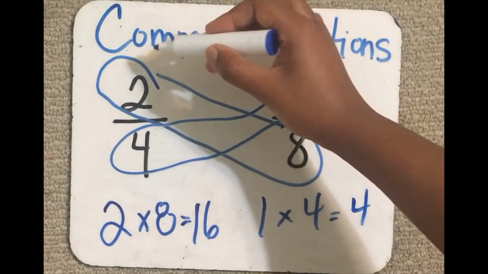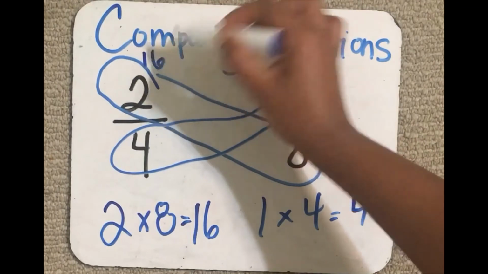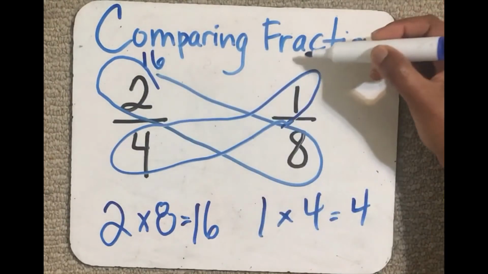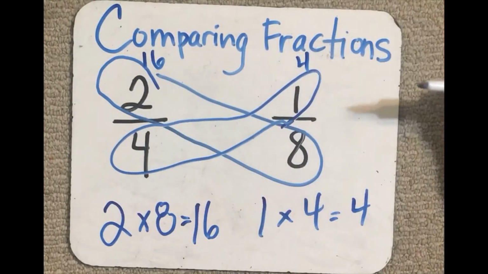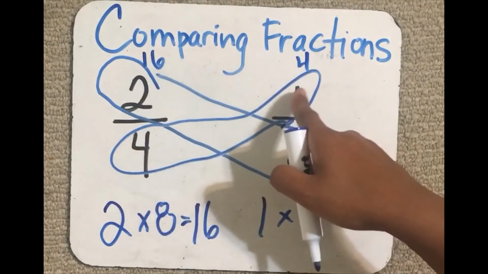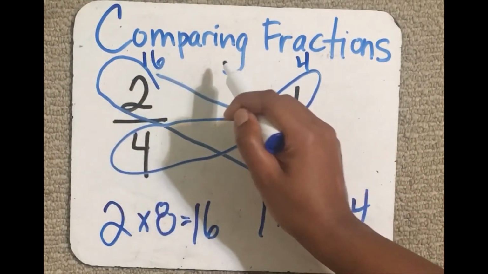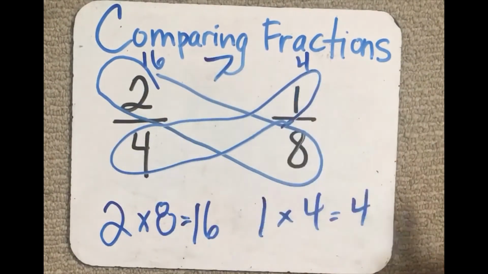So we're going to put 16 up here, and we're going to put 4 up here. So when we compare 16 to 4, 16 is going to be greater than 4. Therefore, 2/4 is greater than 1/8.